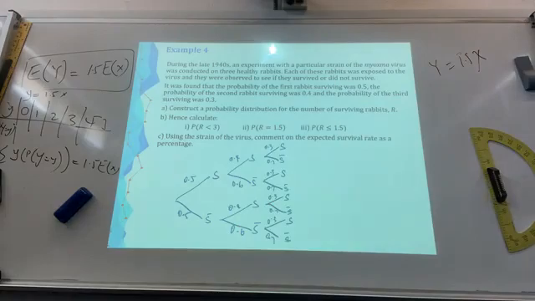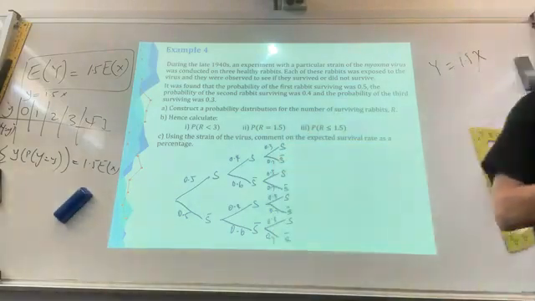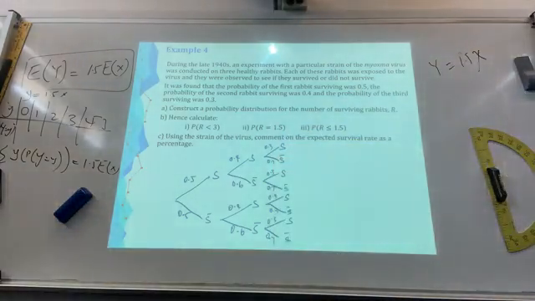S and S bar again. But this time the probability is different. It's 0.3, 0.7, 0.3, 0.7, 0.3, 0.7, 0.3, 0.7. So use your tree. You are going to use your tree to decide how to construct the probability distribution.